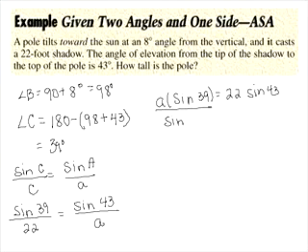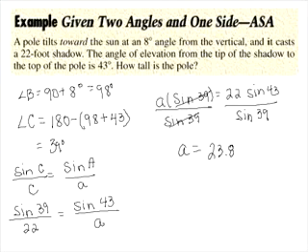So to solve for A, we're going to divide each side by the sine of 39. And so A will equal, I'm going to use my calculator to simplify from here, 22 times the sine of 43, all divided by the sine of 39, which equals 23.8. So the length of that pole is approximately 23.8 feet.